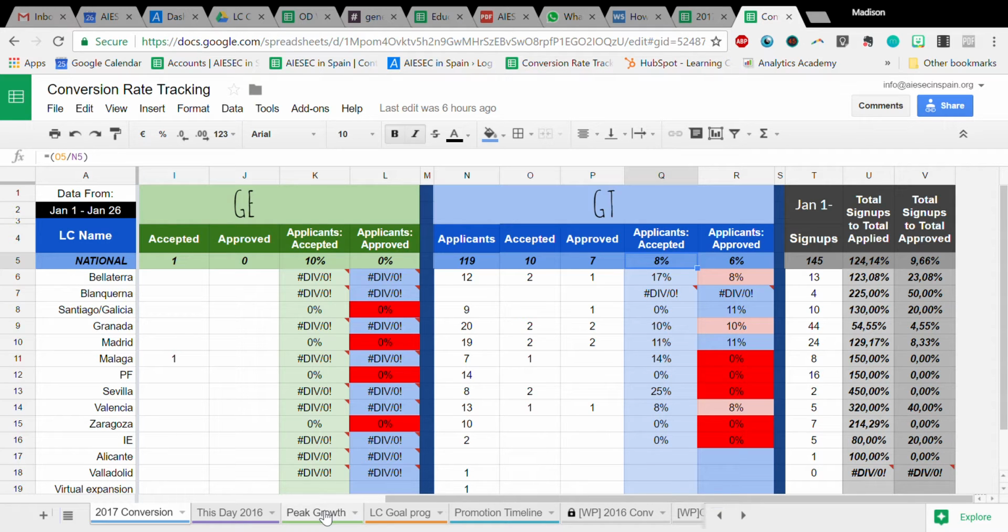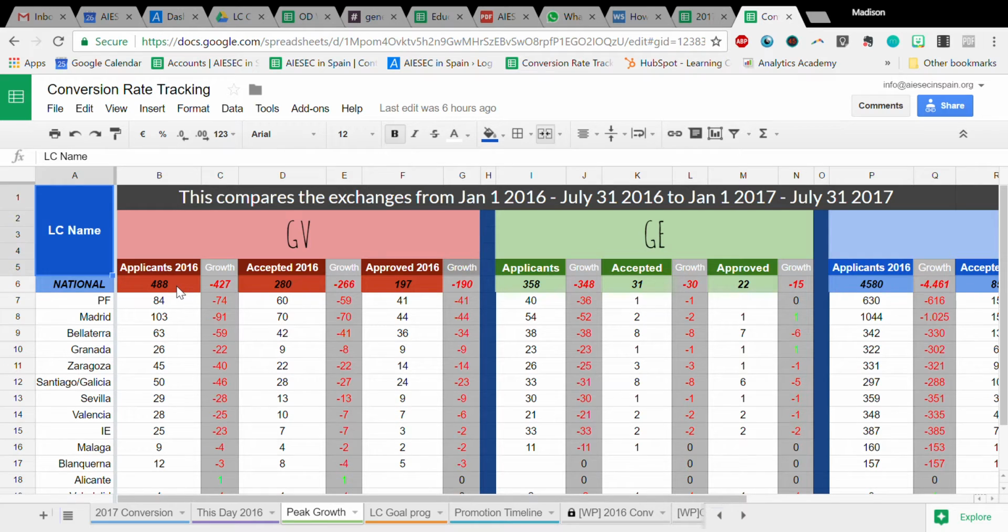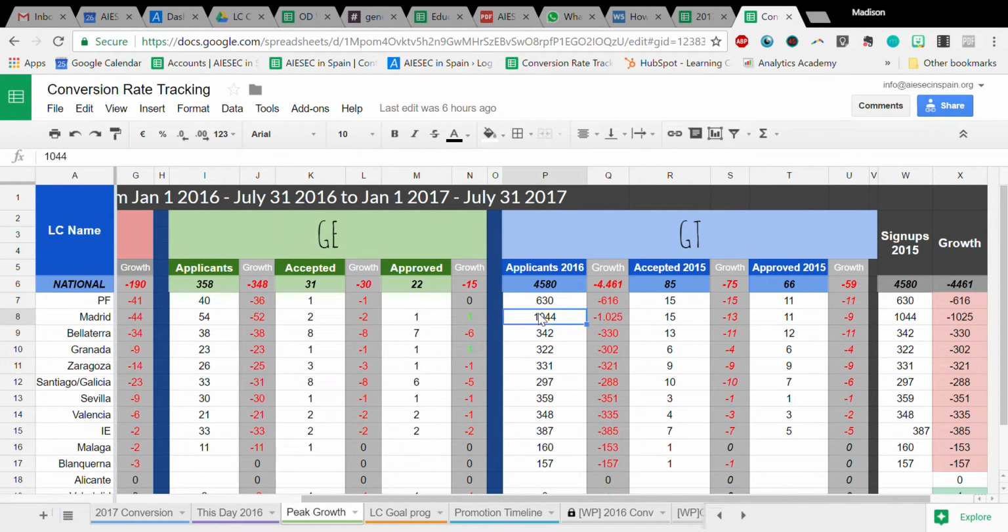If you look at last year, this is for all of summer peak, from January 1st to July 31st. It doesn't show the conversion rates, but it'll also show you the number of applied, accepted, and approved. As you can see, for example, Madrid last year had 1,000 people applying to opportunities, but only 11 actually got approved. So we do have a really low conversion rate for that.